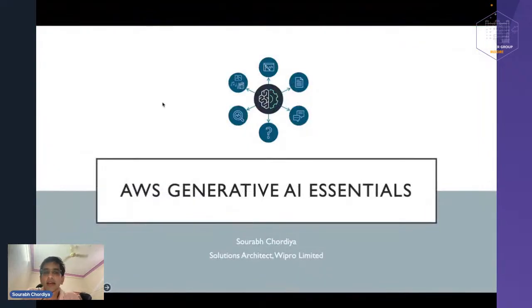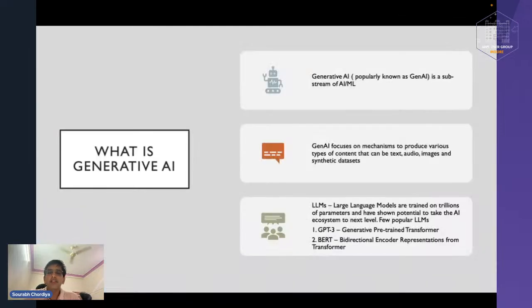Yeah. Okay. So as I was mentioning, this is what generative AI can do as a tool, as a product, whatever we want to call it, right? Let's jump into what is generative AI, right? So generative AI or Gen AI, as it is popularly known, is a substream of AI and ML, right? Artificial intelligence and machine learning.